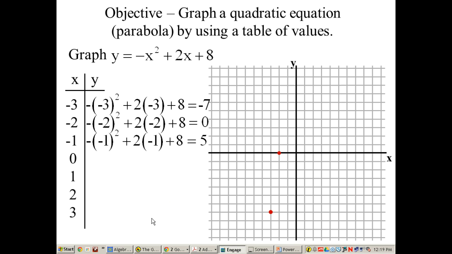Okay, should get an answer of 5. So negative 1 squared is 1. Times negative 1 is negative 1. 2 times negative 1 is negative 2. Negative 1, negative 2 is negative 3. Negative 3 plus 8 is positive 5. There we go. So we can continue this.